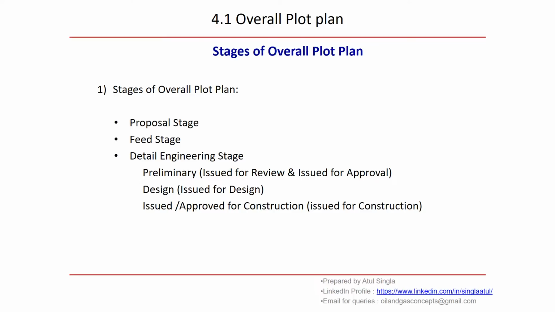At the last, when all vendor drawings are available and 3D model is developed, okay, all piping is done. Based on that, all equipment locations are freezed. Then this overall plot plan is issued for construction. Okay, so these are the stages which a plot plan goes through.